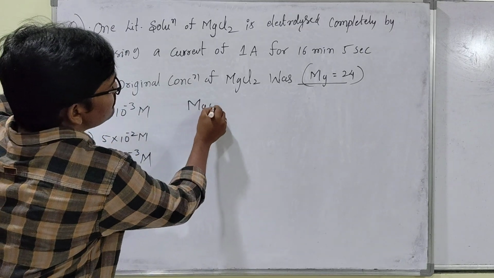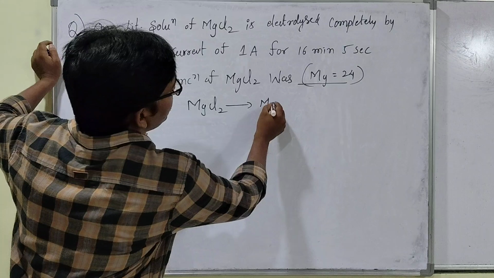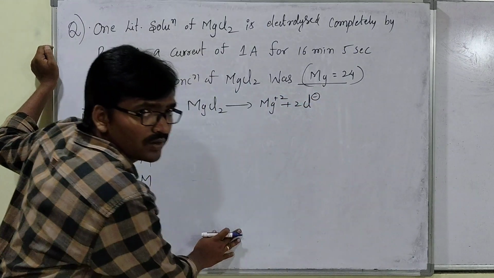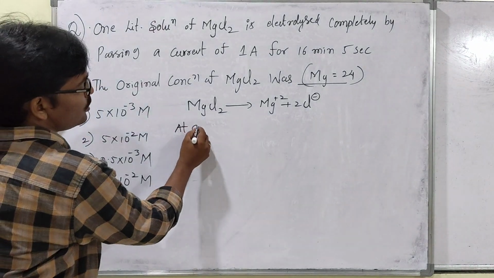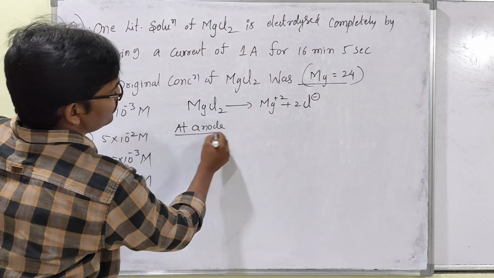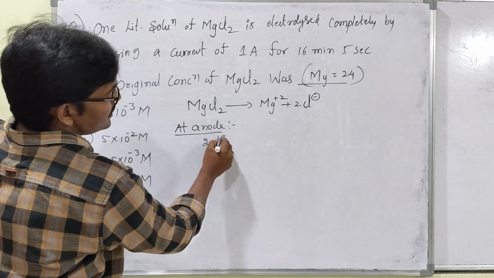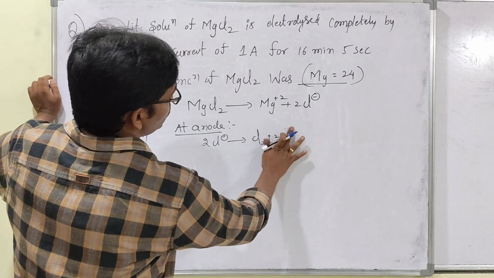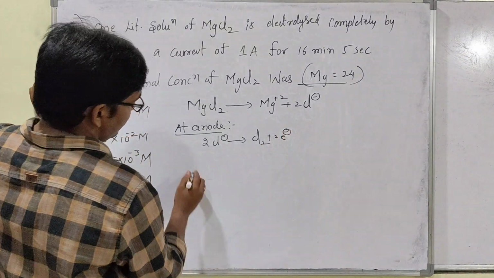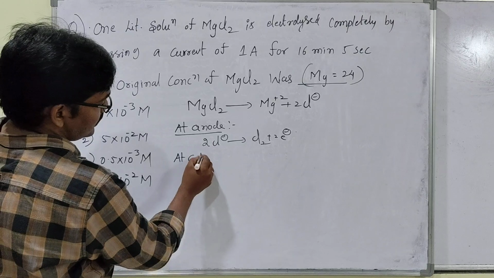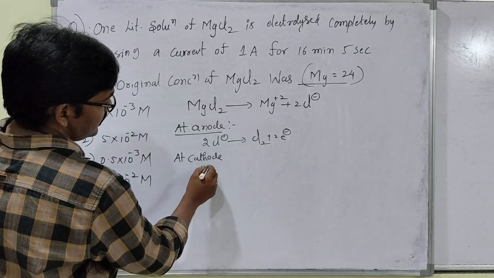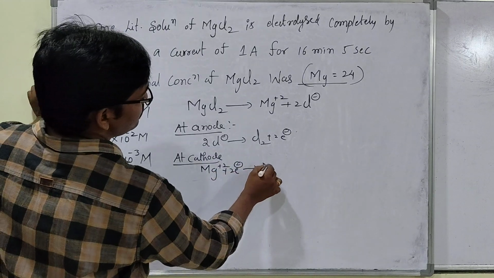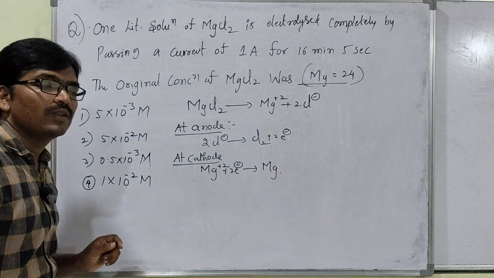MgCl2. MgCl2 can be dissociated into Mg2+ and 2 Cl minus, right? First, at the anode what happens? At the anode, 2 Cl minus is converted into Cl2 plus 2 electrons. Then at the cathode, what happens? At the cathode, Mg2+ by taking 2 electrons is converted into Mg.